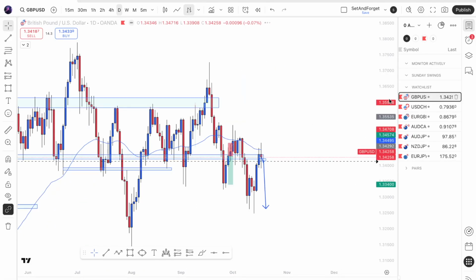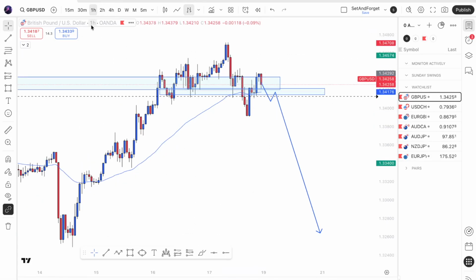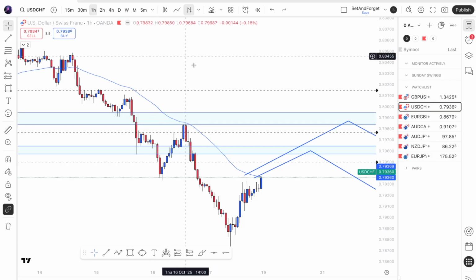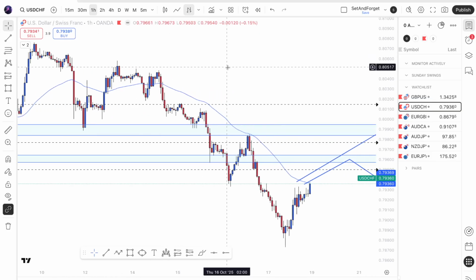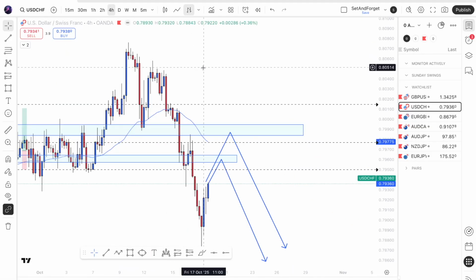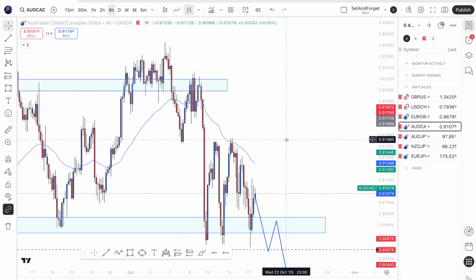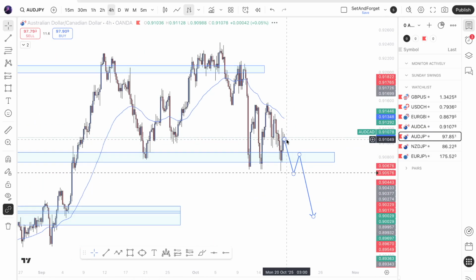So, small recap. GBP/USD, 1 hour shift of structure to the downside. USD/CHF, retest, and then the push to the downside. Euro GBP, break, retest. AUD CAD, break, retest, push.